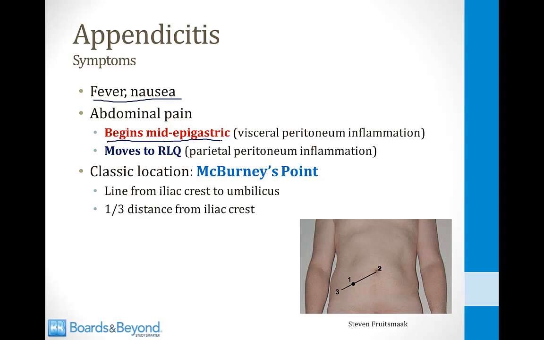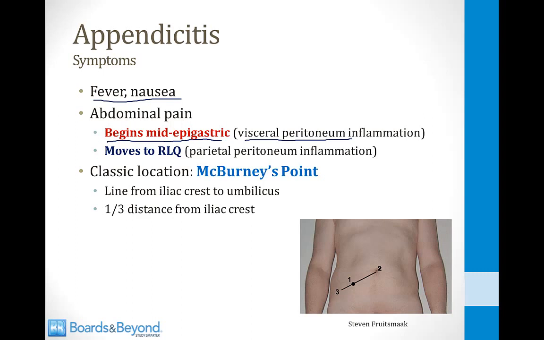Now this is usually not where the appendix is located in the abdomen, but the reason the pain starts here is because initially the inflamed appendix irritates the visceral peritoneum. The visceral peritoneum is innervated by the autonomic nervous system. This system is poorly localizing, so the pain will be generalized and mid-epigastric initially.